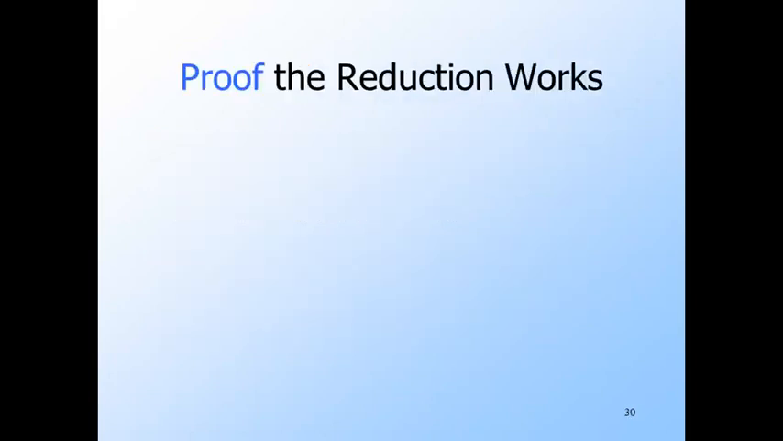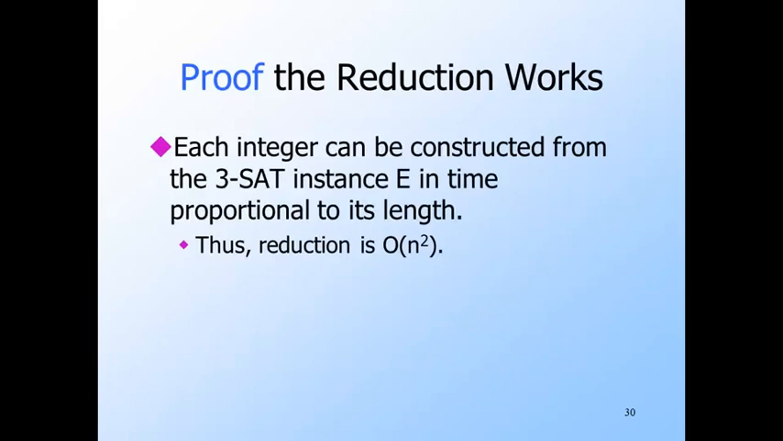Now we need to prove the construction we just gave works. First, I hope you see how to construct a single integer for the output in time proportional to n, which is both the length of the input expression e, and to within a constant factor, the length of the integer itself. Since the number of integers is proportional to the number of clauses plus the number of variables, and there can't be more than n variables in an expression of length n, it is also true that the number of integers in the output is at most proportional to n. Thus, the output can be constructed in time on the order of n squared, and the transduction is polynomial time.